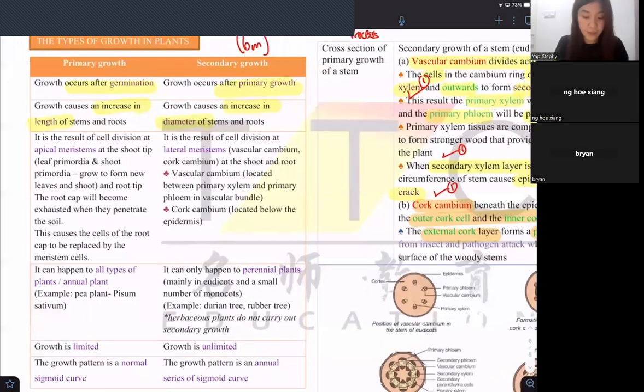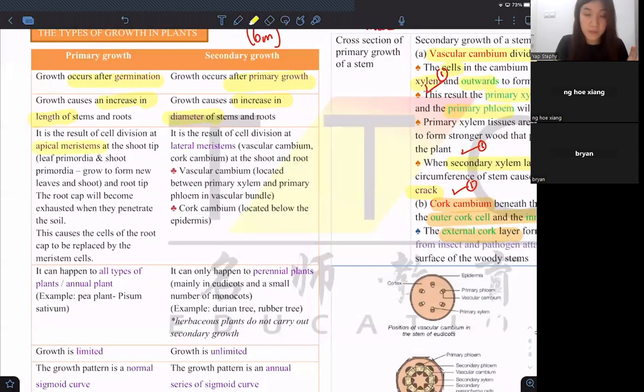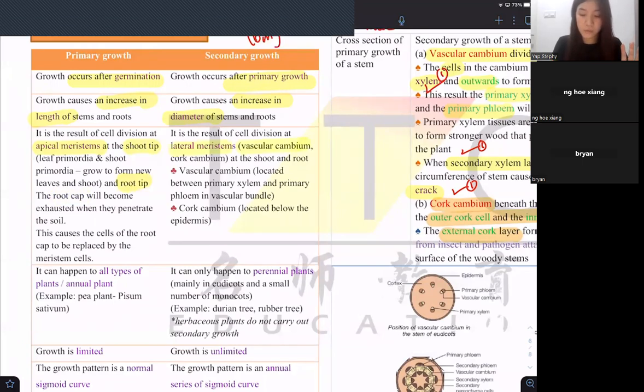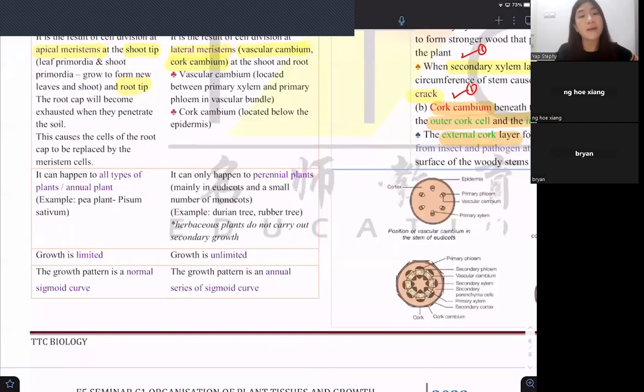Okay, and for the primary growth, they occur at the apical meristem, which is the shoot tip and root tip. But for the secondary growth, they occur at the lateral meristem, which is the vascular cambium and the cork cambium. Okay, and also the type of plant. Primary growth is compulsory for all types of plants, because all plants will increase in height. All plants also want to absorb sunlight for photosynthesis.